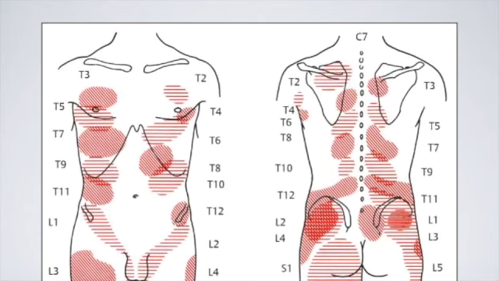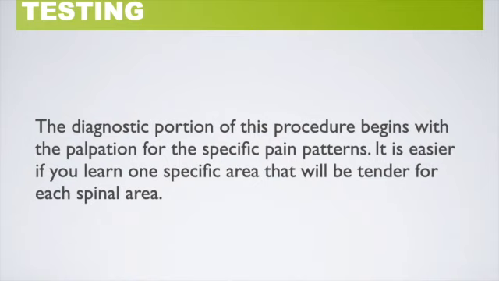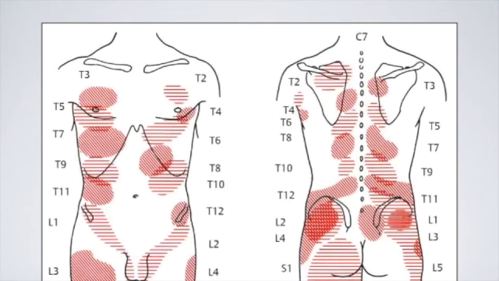Here's a slide with some of the general pain patterns. As you can see, there's overlap with some of the segments. Some of the muscles will have pain patterns for several different spinal levels, obviously. So the diagnostic portion of this procedure starts with palpating specific pain patterns. It's nice to have a chart on the wall, or you can take this slide and print it out and have a copy of it handy while you're learning this. After a while, you get to know the pain patterns that commonly come up.